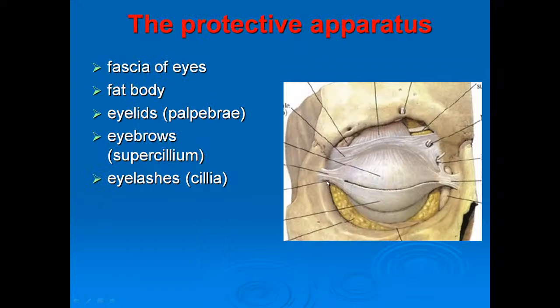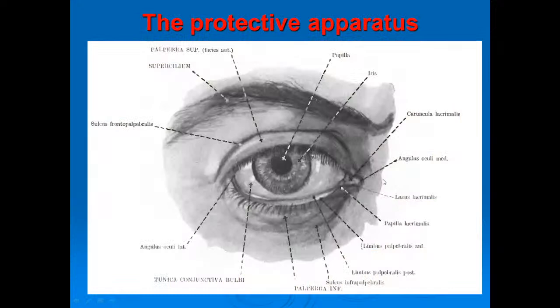Next, the protective apparatus includes fascia of the eyes, fat body located between eyeball and orbit, eyelids or palpebrae, eyebrows or supercilium, and eyelashes or cilia. Look, this is supercilium, you know this structure. This is eyelashes, cilia, and this is palpebra superior, palpebra inferior.